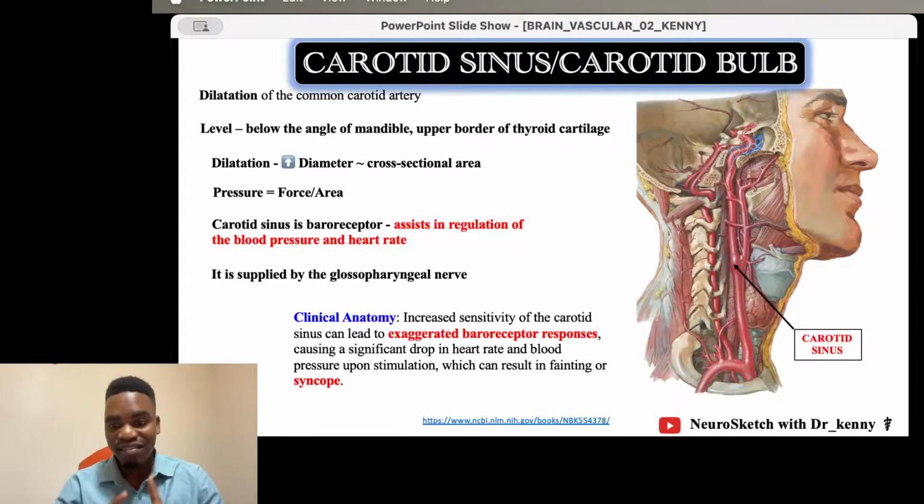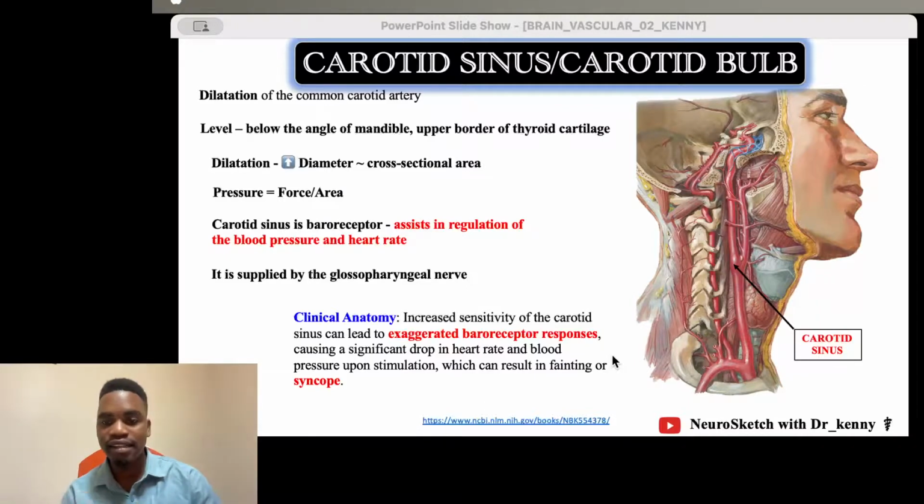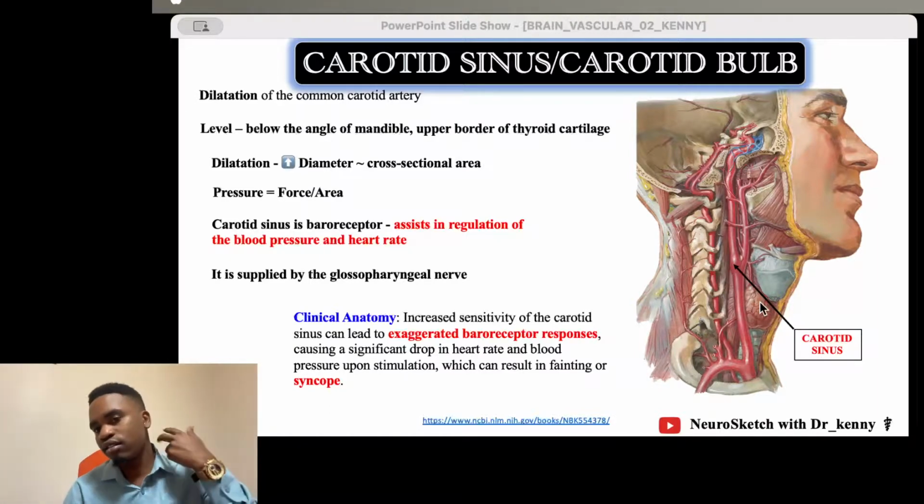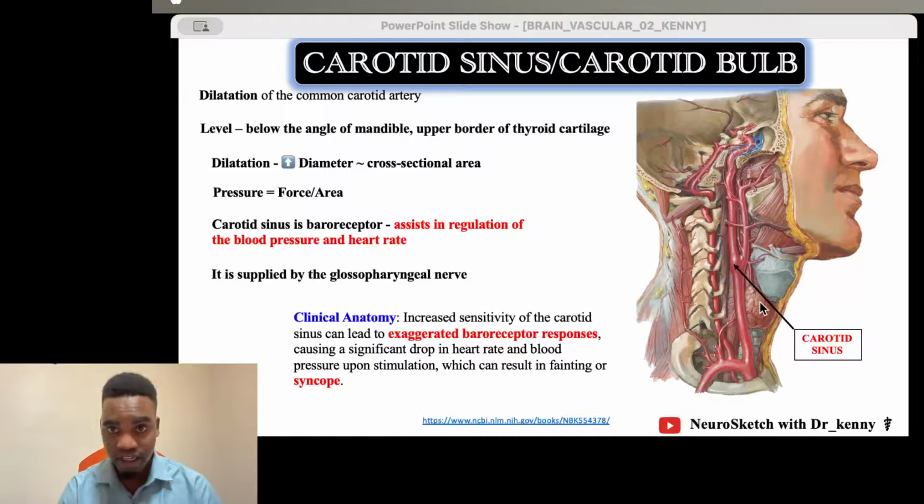Something very important here: if we have an exaggerated response of this carotid sinus, it can lead to a profound decrease in the blood pressure. It can lead to profound hypotension and bradycardia that can result in the condition known as syncope, or fainting. And this happens sometimes when you have carotid massage. The massage here will lead to an exaggerated response, and this also happens sometimes in surgeries that take place around the neck. They can result in this exaggerated response, and that is the carotid sinus. It responds to blood pressure.